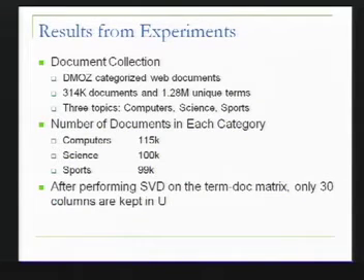The computers category had almost 115k documents, and it's similar across all three topics. Also, after performing the SVD for the canonical semantic space, we kept only 30 dimensions.